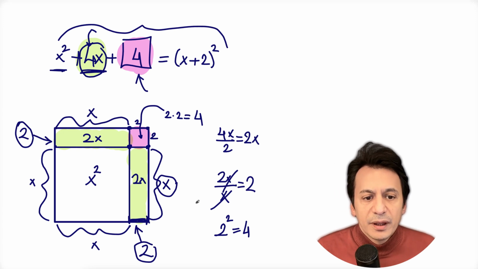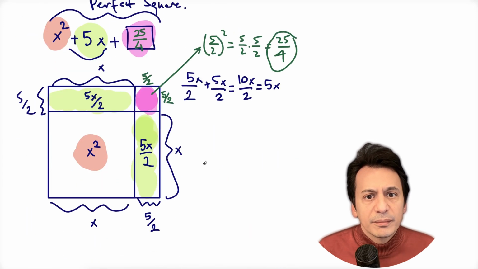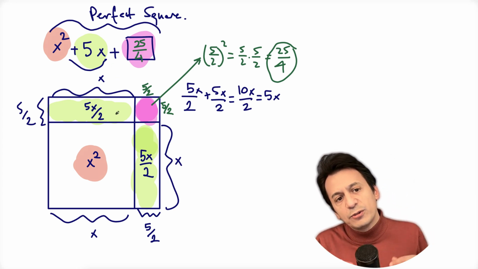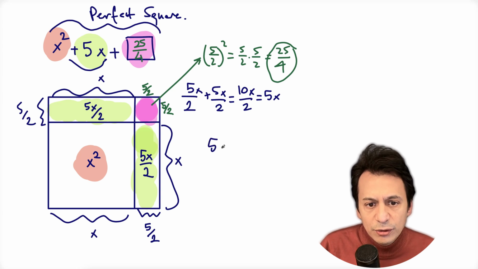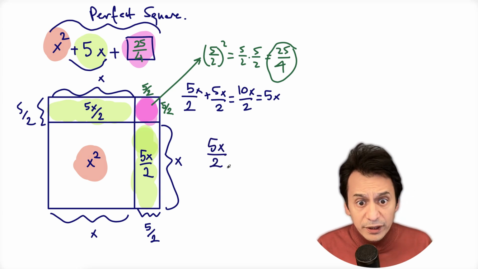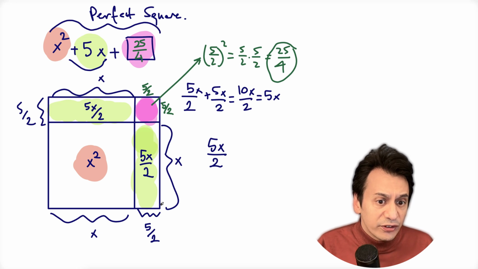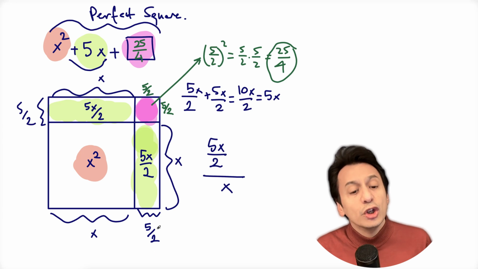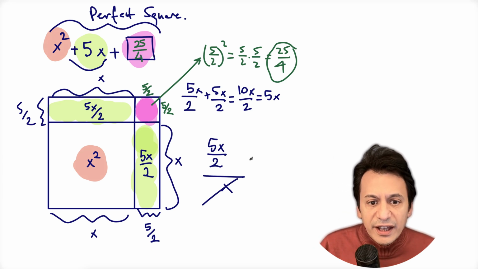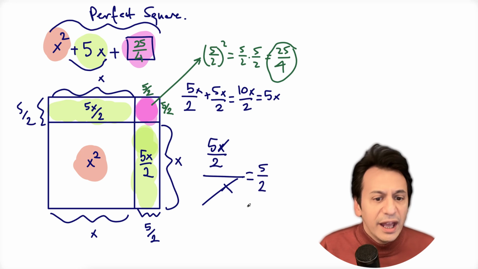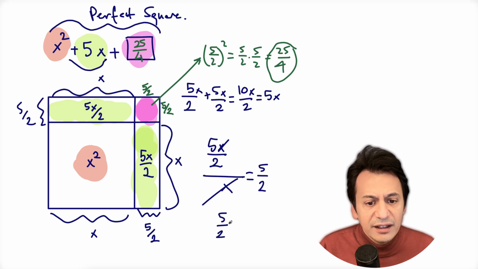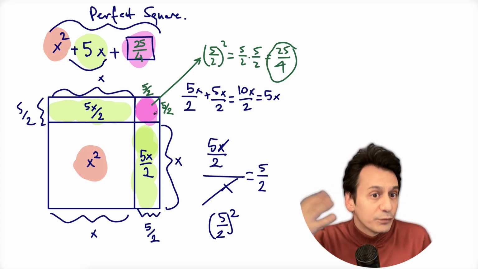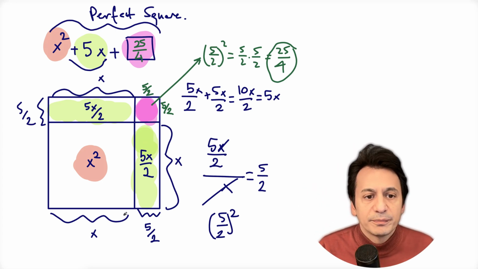Great. Let's proceed to the next one. Here, the same thing. The middle term is 5x. Since this 5x is provided by two rectangles, I divide it by 2. And since the longer side length of the rectangle is x, I divide it by x in order to find this shorter side length. These cancel out and it's 5/2. And in the end, I take the square of it in order to find the area of the little square. So that's the pattern. Good to know.